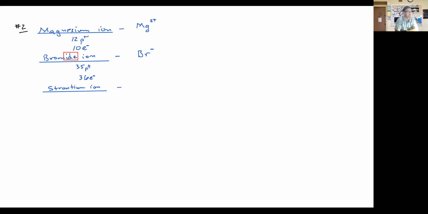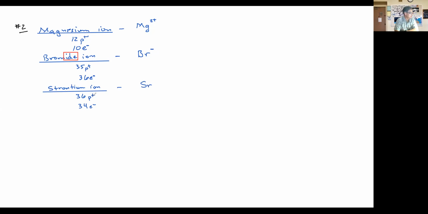It will also have to lose 2 electrons like magnesium does here. But the difference in strontium is element number 36. So it's going to have 36 protons. And if it loses 2 electrons, it ends up with 34 electrons. So that would be the composition of strontium. The symbol for the strontium ion then is going to be Sr, because this is strontium after all.